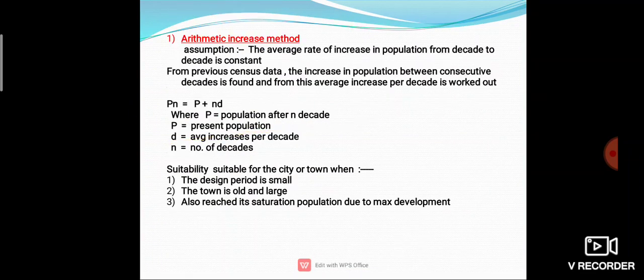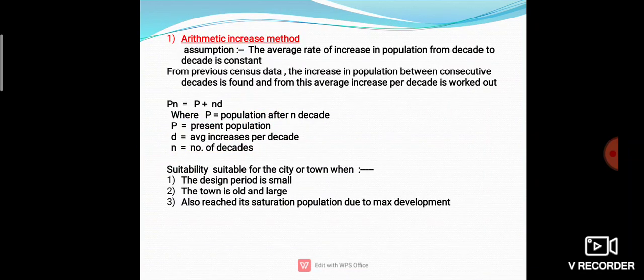So what is Pn? Pn is the population after nth decade. Decade means the next period; the next intervals that come are called decades. So population after nth decade. Then P means present population, d is the average increase per decade, and n means number of decades.